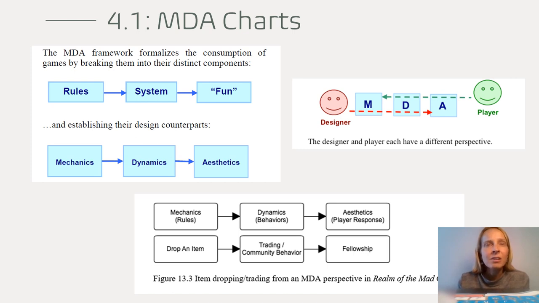Then another source showed what those could look like. Mechanics or rules could be where you drop an item. The dynamics or behaviors of people could be where you trade, or community behavior, and aesthetics could be the player response, like learning some fellowship or something like that.